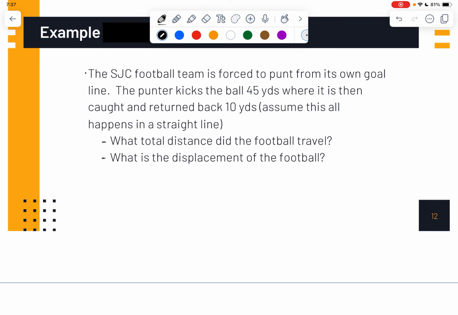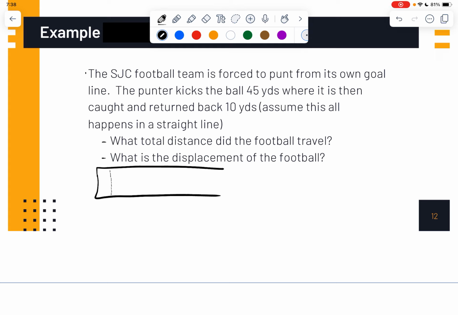So our job is to figure out both the total distance the football traveled as well as the overall displacement of our football. So if we think about coming up with a quick diagram here for our first step.